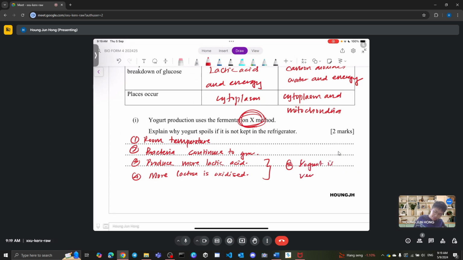It's very sour. That means technically you can say it's not broken yet, because yogurt is supposed to be sour, but when it is too sour, then technically it's broken. Depends on how you like it or not. Okay, that's it for this question. Right, move on to the last question.